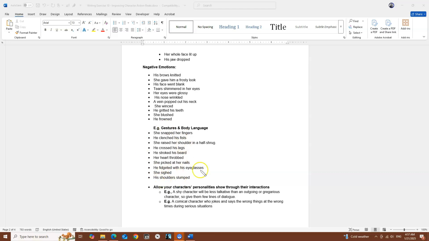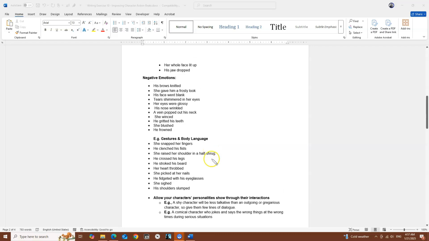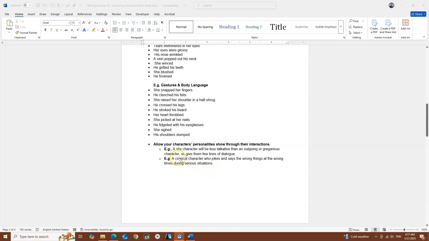All of these are just some examples of gestures or body language. And the last key point here is to allow your characters' personalities to show through their interactions. For example, a shy character will be less talkative than an outgoing or gregarious character, so it would be a good idea to give them fewer lines of dialogue in a scene.